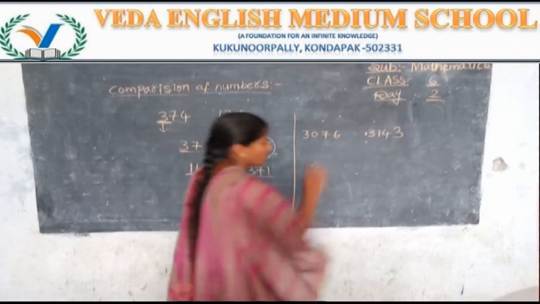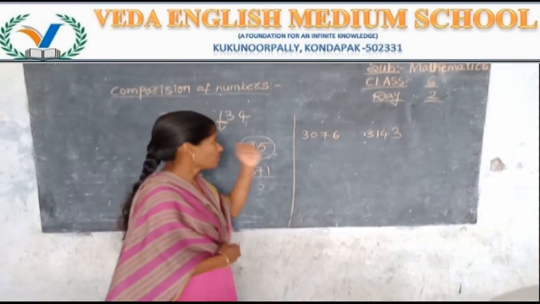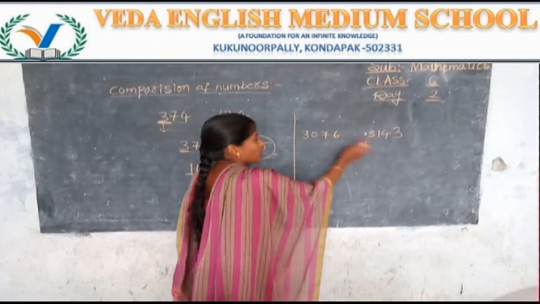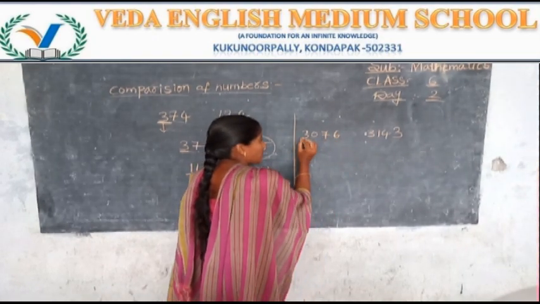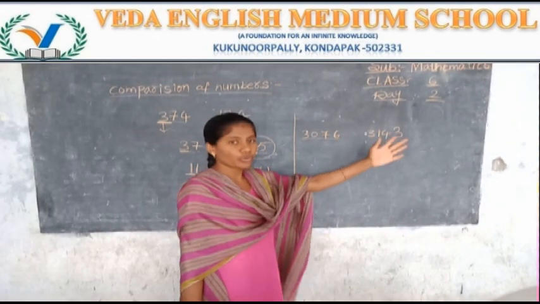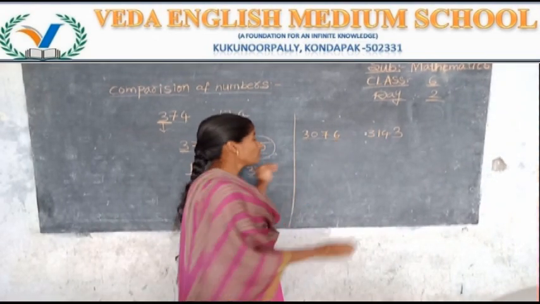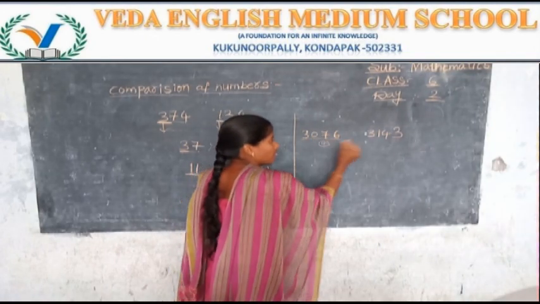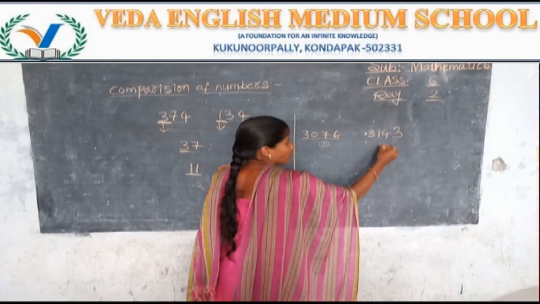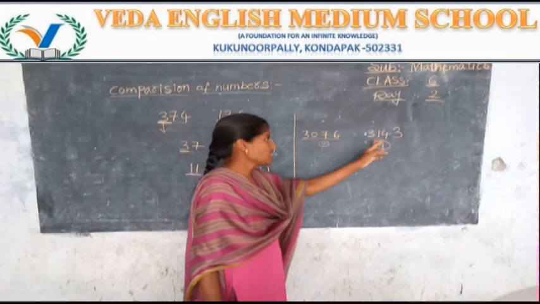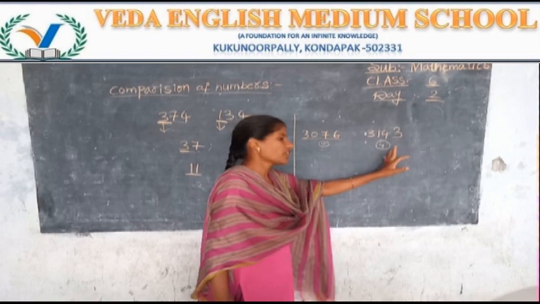3143. I have written 4-digit numbers. Now I want to compare these two numbers to know which is the greater number and which is the smaller number. Before that, first of all, we have to count the digits. 1, 2, 3, 4. It is a 4-digit number. 1, 2, 3, 4. It is also a 4-digit number. In 3076 we have 4 digits, and in 3143 also we have 4 digits.